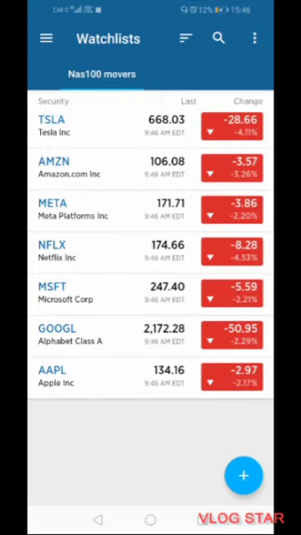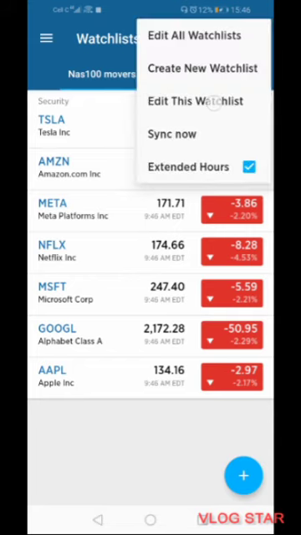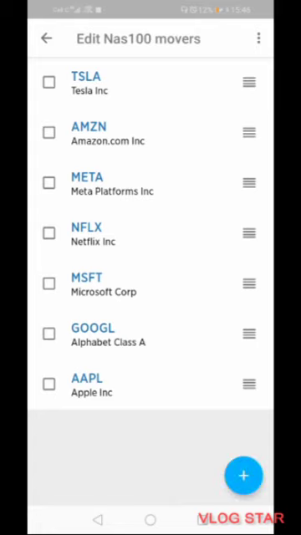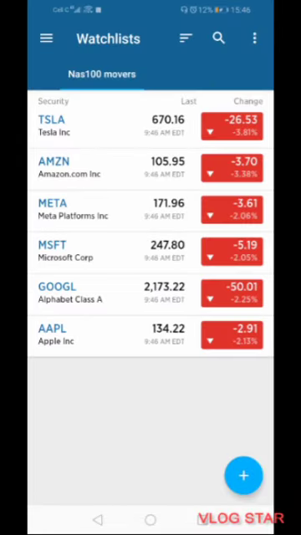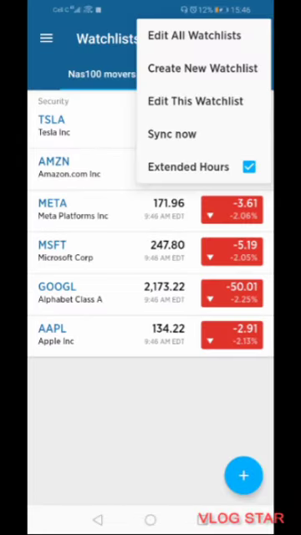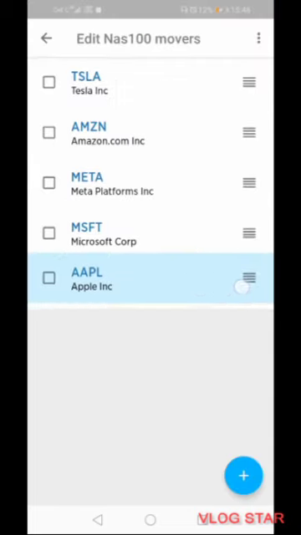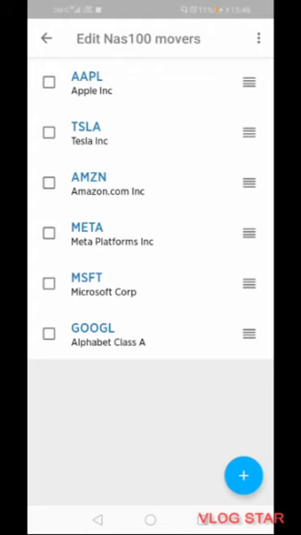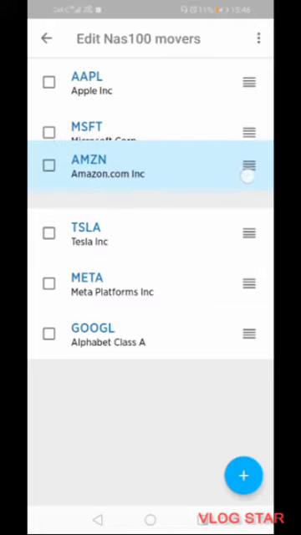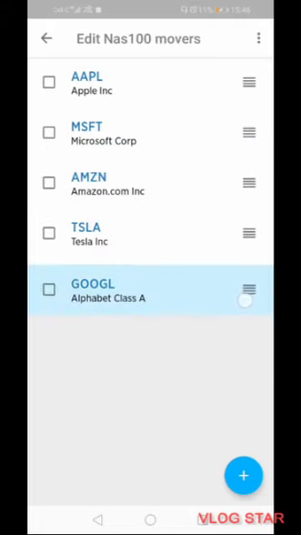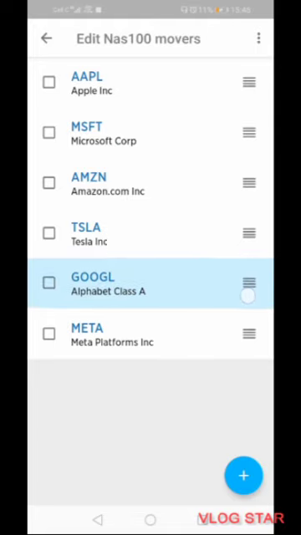So I'm still going to update this. Remember, I'm updating. Actually, let's do it live. Let's edit. We're going to remove Netflix. Edit watch list. I'm going to take Apple as my number 1, then Microsoft as my number 2, then Amazon as my number 3, Tesla as my number 4, Google, and Meta is the last one.